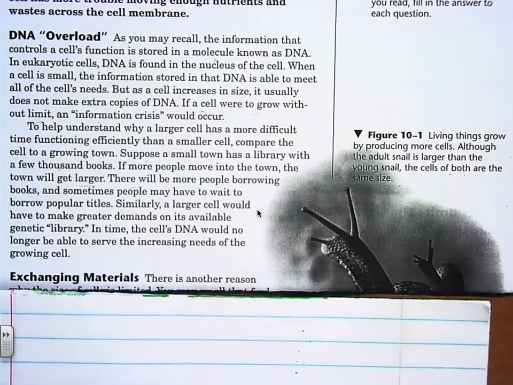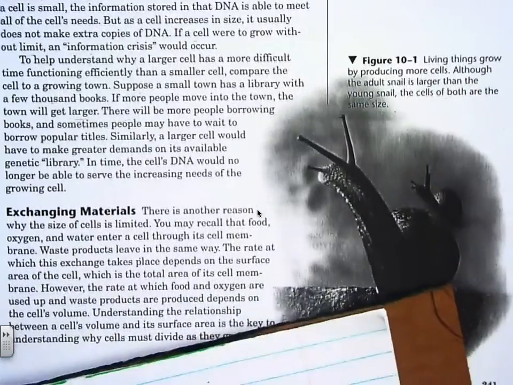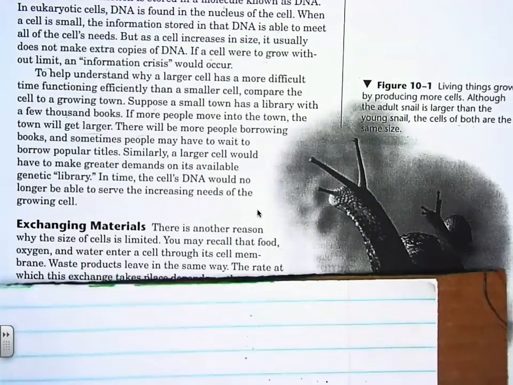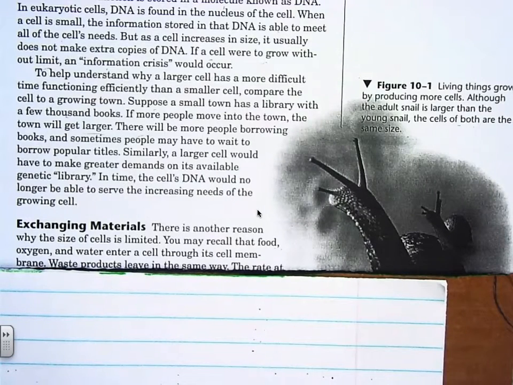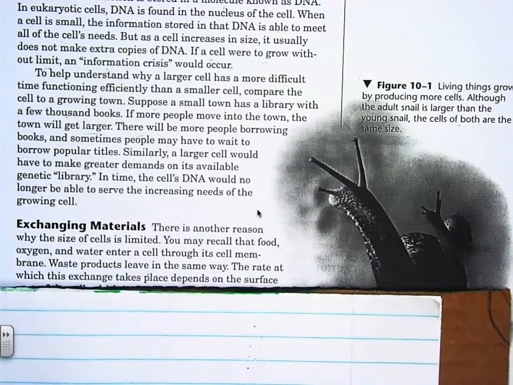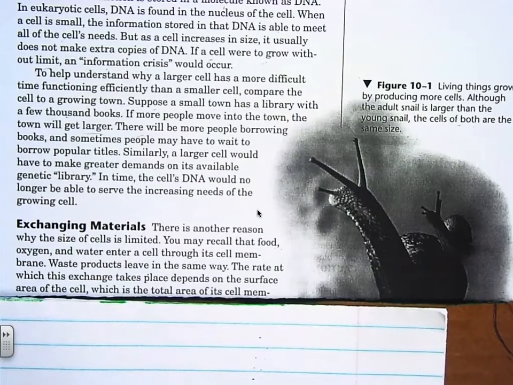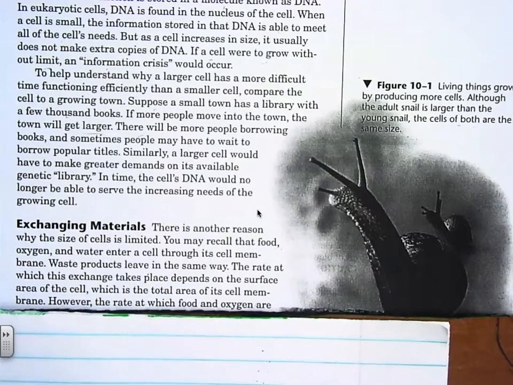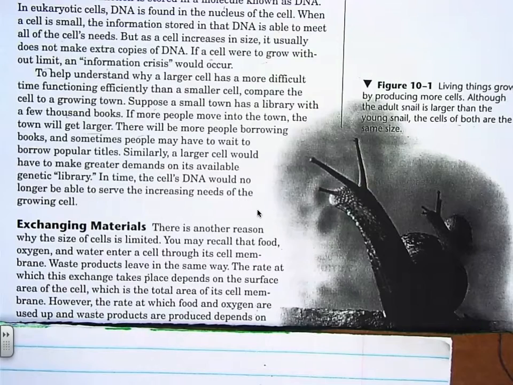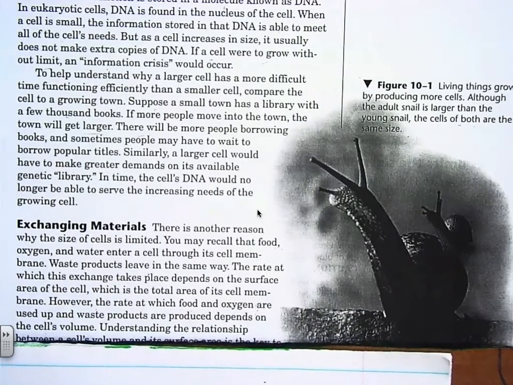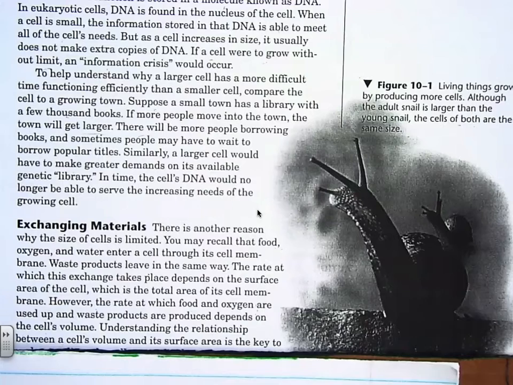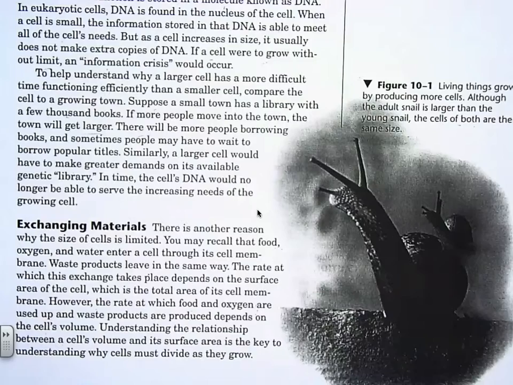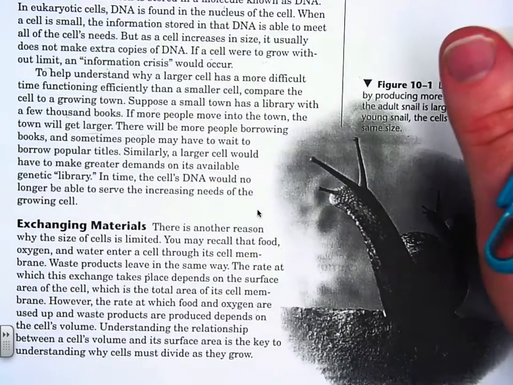Exchanging materials. There's another reason why the size of a cell is limited. You may recall that food, oxygen, and water enter through a cell's membrane. Waste products leave in the same way. The rate at which this exchange takes place depends on the surface area of a cell, which is the total area of the cell membrane. However, the rate at which food and oxygen are used up and waste products are produced depends on the cell's volume. Understanding the relationship between a cell's volume and its surface area is the key to understanding why cells must divide as they grow. Okay, so that concludes the first page.